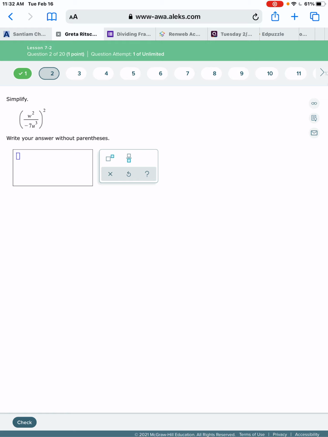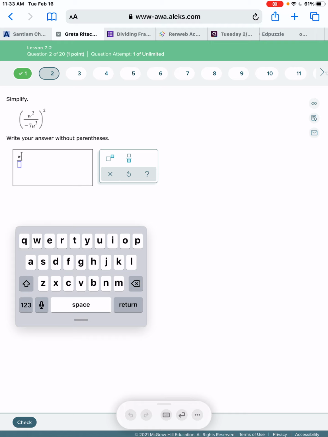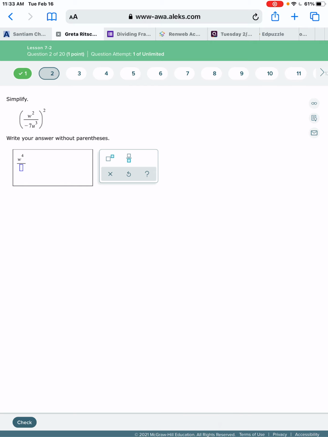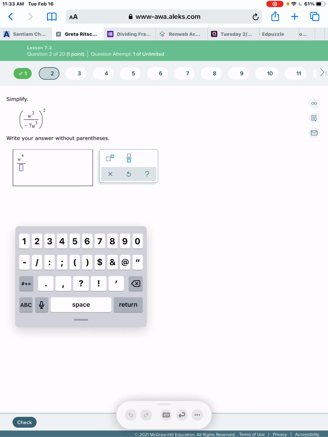Okay, number 2. I need to use the power on a power, or whatever name you want to give that rule. That 2 on the outside of the parentheses is going to affect every single part of this. So I have w squared squared, which happens to be w times w twice, which will be w to the 4th. And then on the bottom, I'm going to have negative 7 squared. And negative 7 times negative 7 is positive 49.